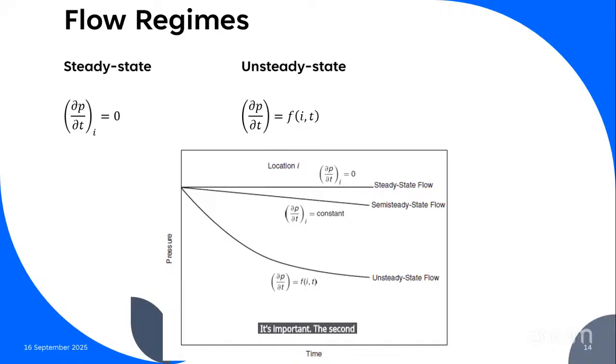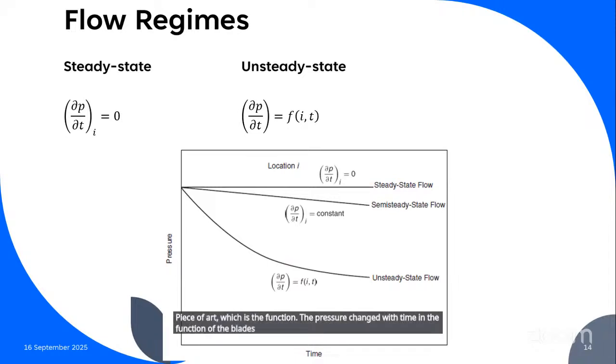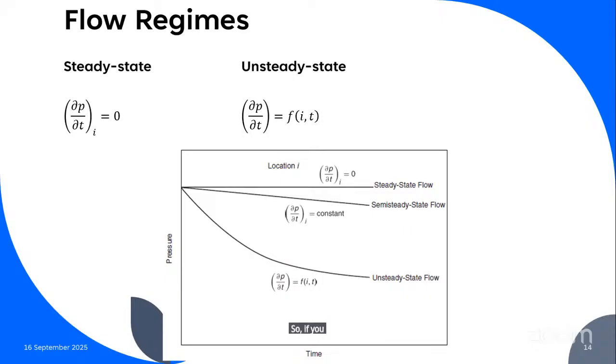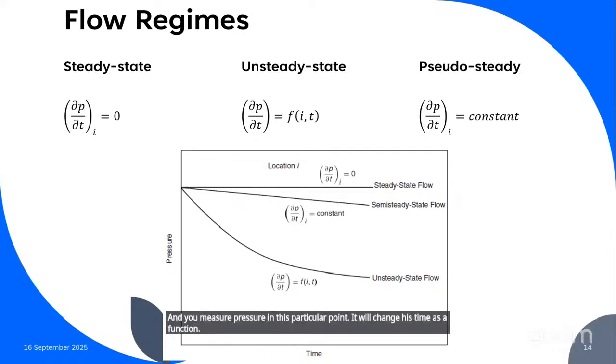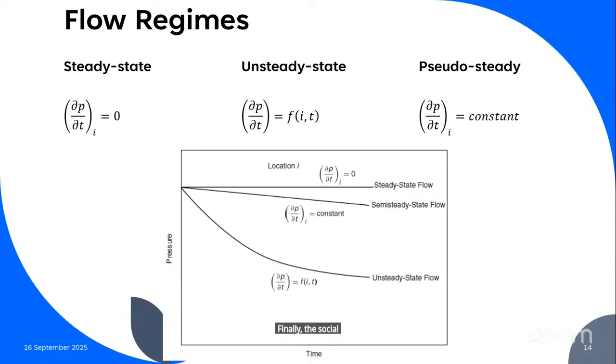The second one, unsteady state reservoir, which is a function. The pressure change with time is a function of the place and time. So if you take a place or a certain point in the reservoir and you measure pressure at this particular point, it will change with time as a function. Finally, the pseudo-steady state: if you take the same point and you start measuring, the pressure will drop, but at a constant rate.